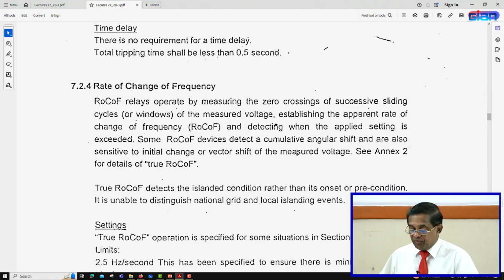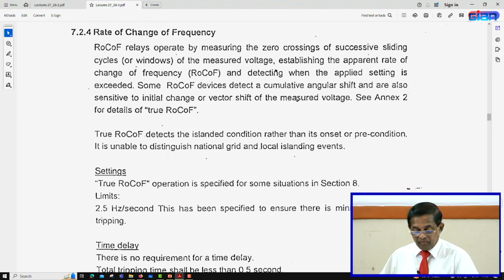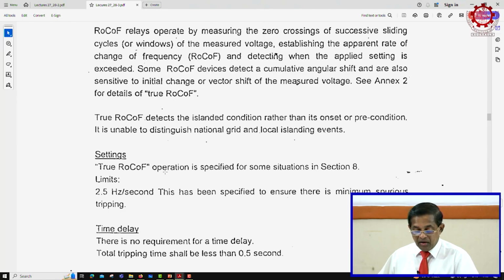Then the rate of change of frequency, df by dt. You can see true rate of change of frequency operation is specified for some situations in section 8. Limit is 2.5 hertz per second, df by dt. This has been specified to ensure that there are minimum spurious trippings. Right? If the frequency is dropping more than 2.5 hertz per second, the plant should trip or should be shut down.